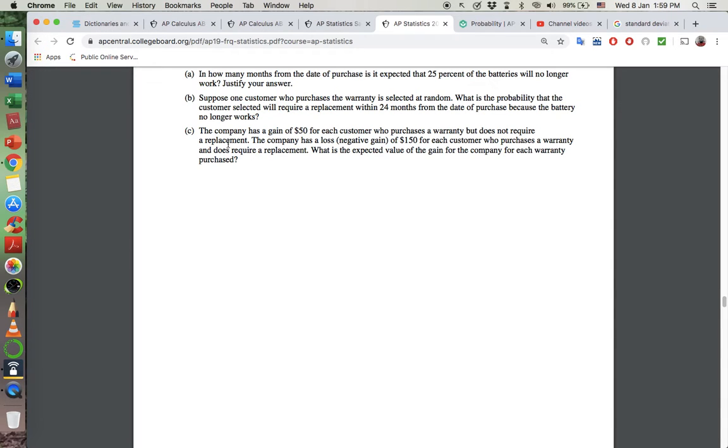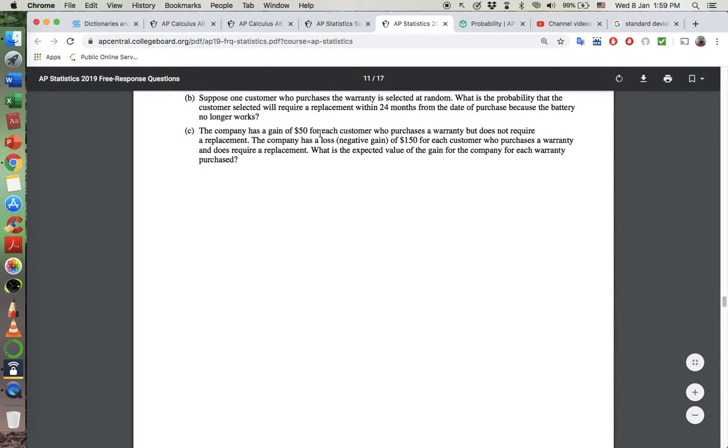Gets us to our third part of the question. The company has a gain of $50 for each customer who purchases a warranty but does not require replacement. The company has a loss or negative gain of $150 for each customer who purchases a warranty but does require replacement. What's the expected value of the gain for the company for each warranty purchased?